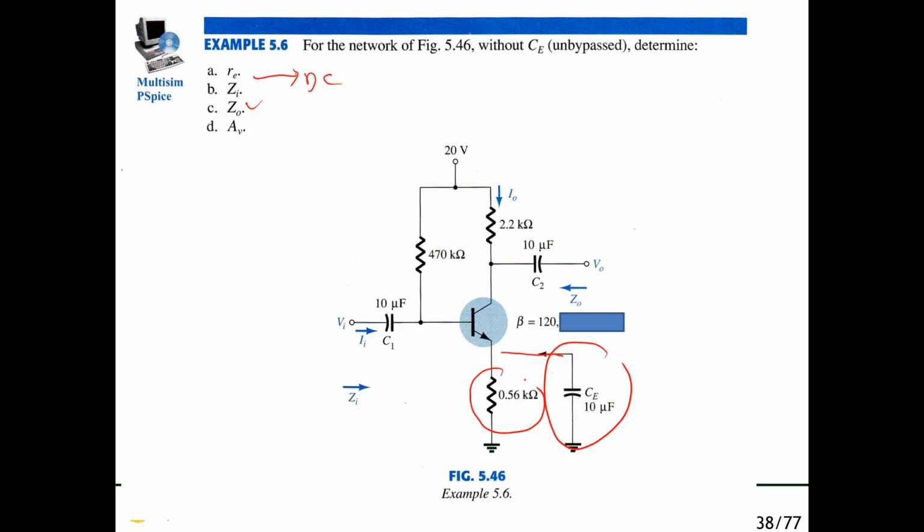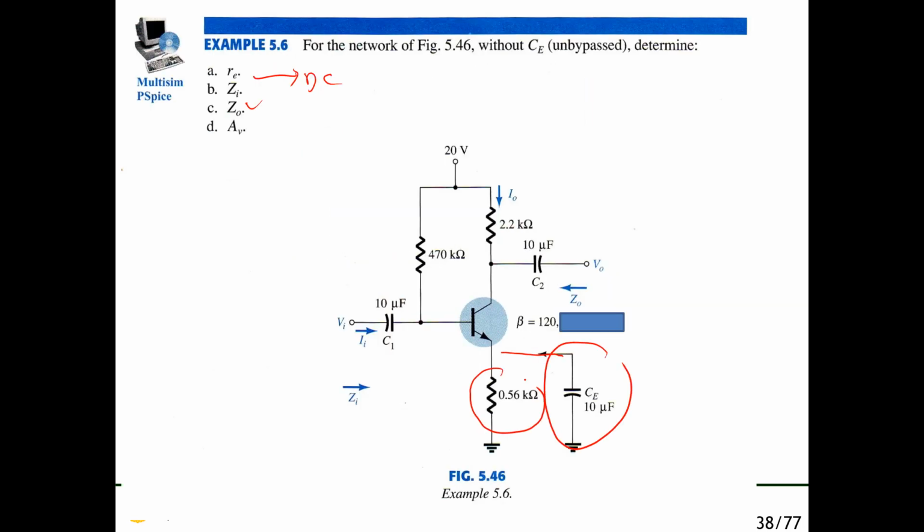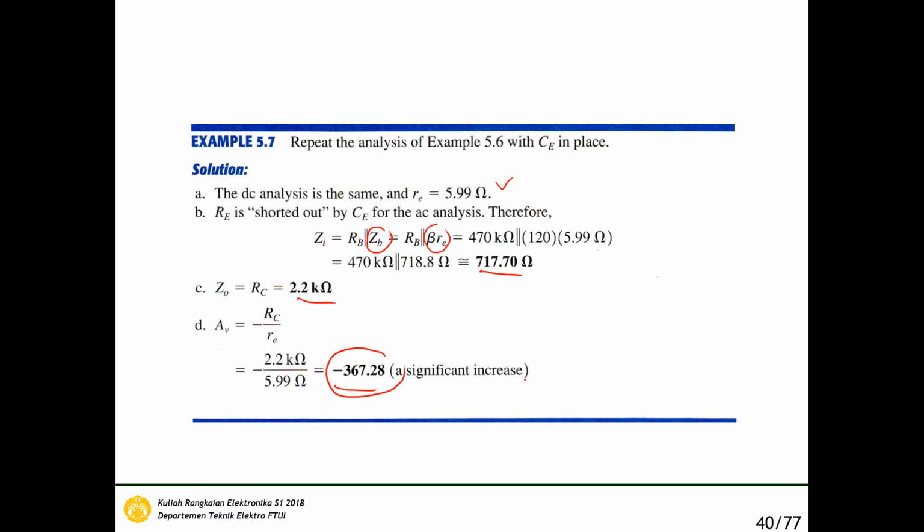But the emitter resistor isn't useful in the AC analysis, because if we see from this calculation, the AV is very low. It's only minus 3.89. If we connect the bypass capacitor here, we can increase the AV by 100 times. So the bypass capacitor is very useful here.